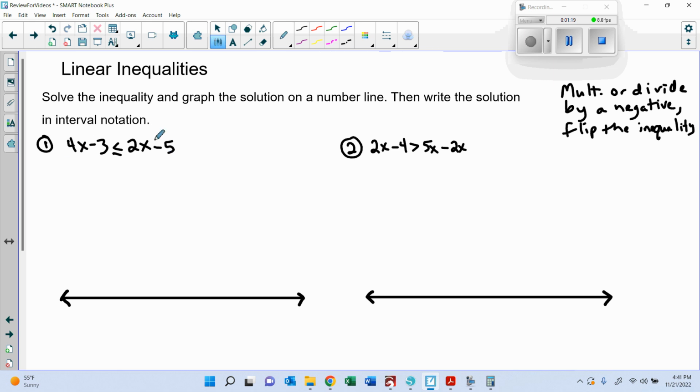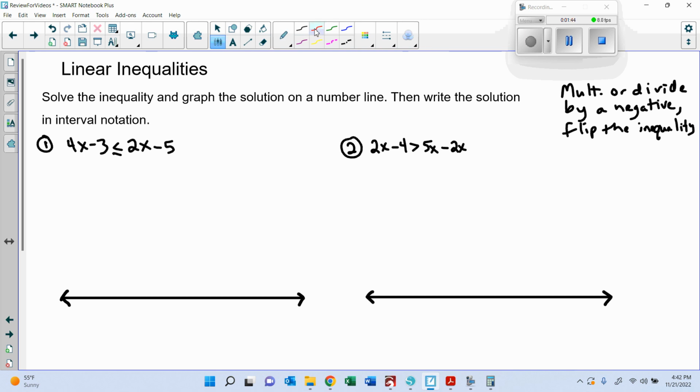All right, so let's start with number one. We have 4x minus 3 less than or equal to 2x minus 5. So this looks very much like an equation, but we do have the inequality there. So the inequality stays. We don't take that out and change it to an equal sign. You're going to just line up your inequalities instead of your equal signs. I'll wait till I do the next step and then we'll write that down.